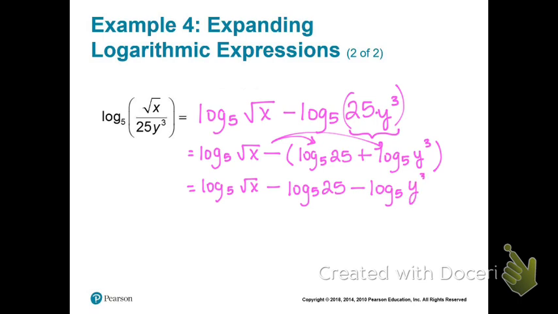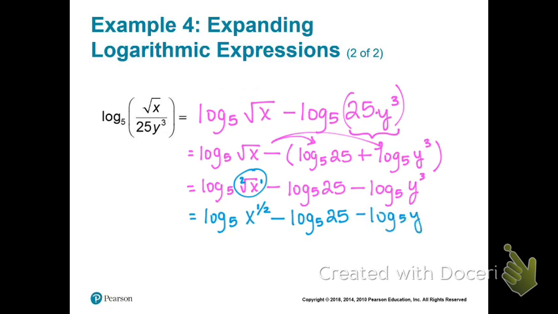of y cubed. Now we've got this radical in here. We know we can rewrite that, so I'm going to do that here. So I've got log base 5 of its base, the x, to the exponent, which is a 1, over the root. Remember, there's no root written, it's a 2. Minus log base 5 of 25 minus the log base 5 of y cubed.